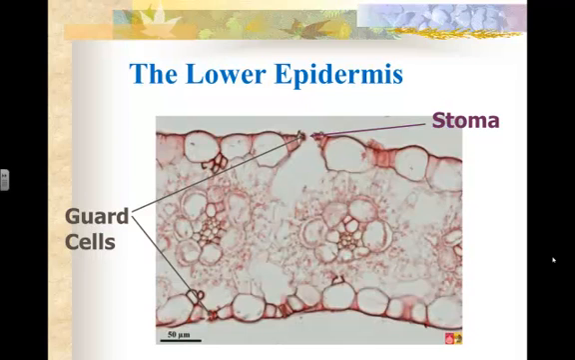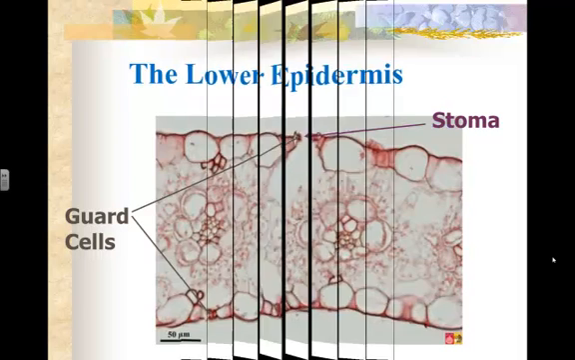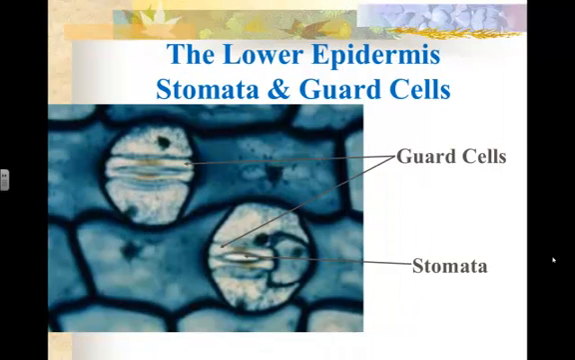So here on the top you can see the stoma, which is the opening, and the two guard cells on the side. At the bottom, that's a closed stomata. So you see the guard cells, and then the line between the guard cells is the closed stomata. Here showing you again some open stomata, and then one that is closed, with the guard cells surrounding them.